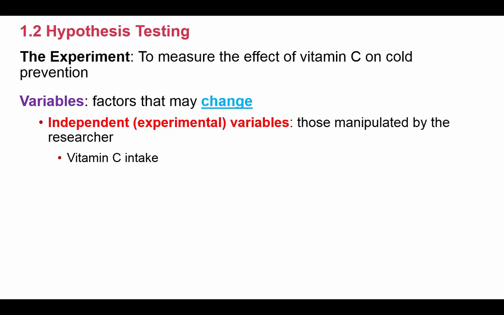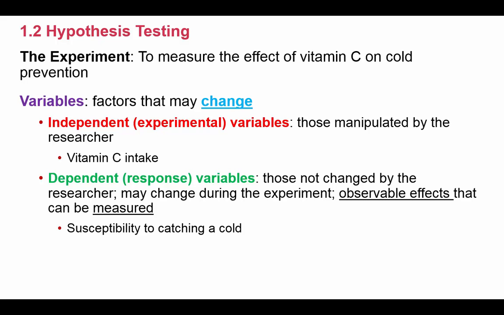One of the terms to consider here is a variable. Variables by definition are factors that may change, and we know that in an experiment we have 2 types of variables: independent variables and dependent variables. The independent variable is the thing that is manipulated by the researcher. The dependent variable would be those things not changed by the researcher but actually measured.